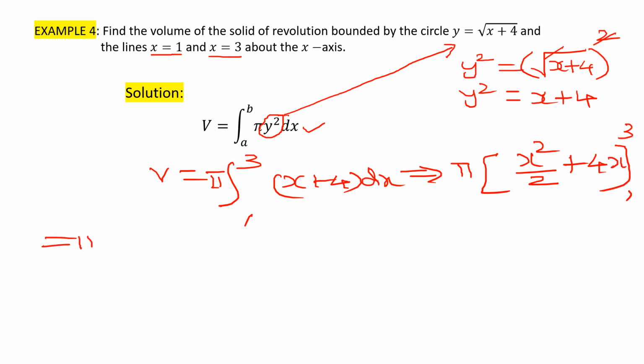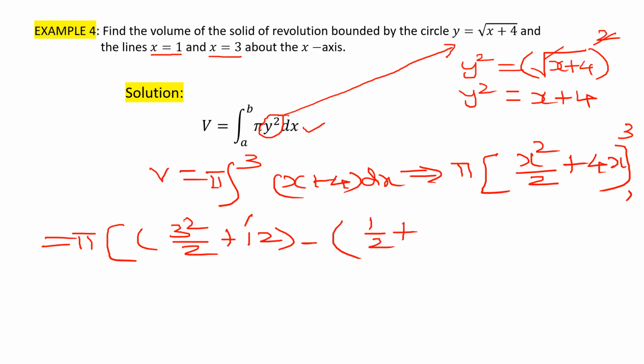So we have pi. Let me substitute the upper limit first. Open a bracket. The upper limit is 3. So it will give you 3 power 2 divided by 2 plus 4 multiply 3, that will give you 12. Before substituting the lower limit, don't forget you need to put a minus sign. So minus 1 power 2, that will give you 1, so 1 by 2 plus 4 times 1, that will give you 4.